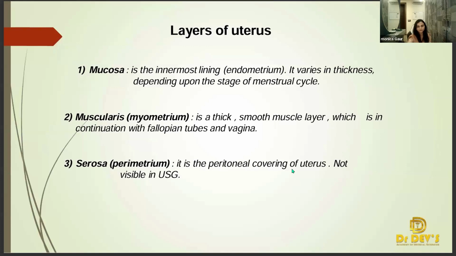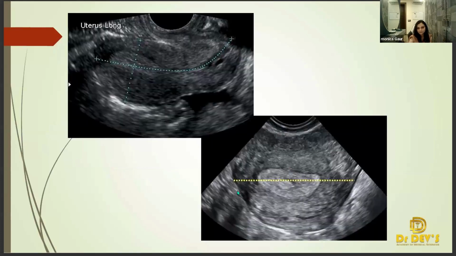Serosa is perimetrium. It is the peritoneal covering of the uterus, not visible in ultrasound. It only looks like a thin line, but again it is very difficult to differentiate from myometrium, so we do not generally look for the perimetrium in ultrasound.